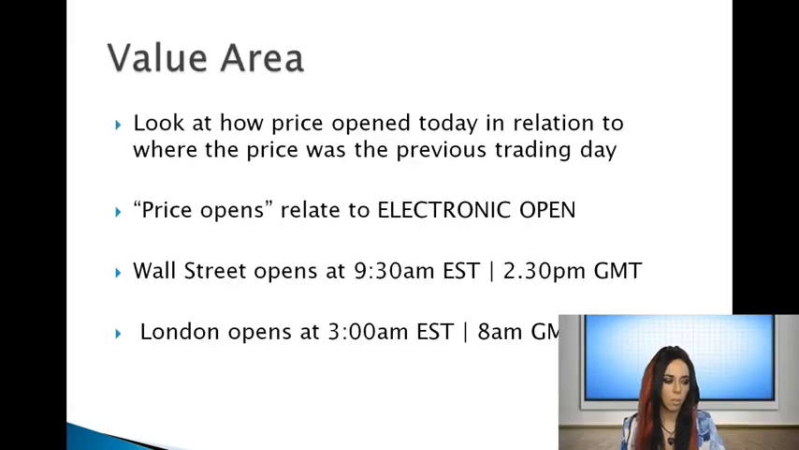With the value area, we're looking at how the market opens today in relation to where the price was at the same time yesterday. So when I say when the market opens, I mean electronic open. For Wall Street, that is 9:30 for New York, which equates to 2:30 p.m. London. And London actually opens at 8 a.m. London time, which is 3 a.m. New York time. So a lot of you who are in America or elsewhere, you'll probably be asleep.